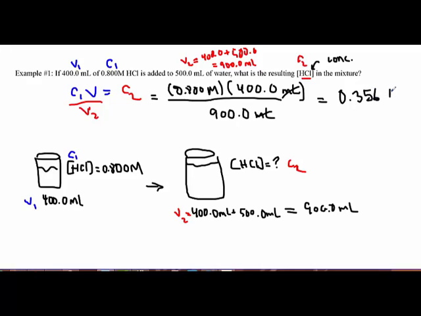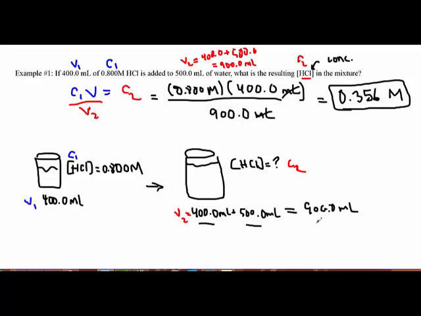Before I go ahead and report that answer, I should always check my sig figs. If we look back to the values that we used, we had 3 sig figs in our concentration C1. In our V1 volume, we had 1, 2, 3, 4 sig figs. Down at the bottom, when we added our 400 mL with 4 sig figs and 500 mL, we had 4 sig figs in our answer.